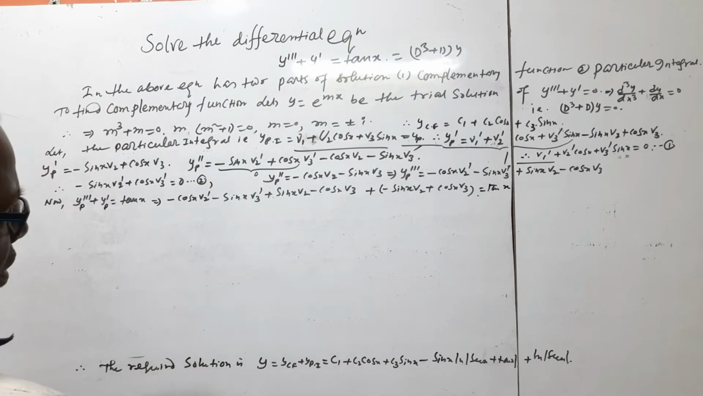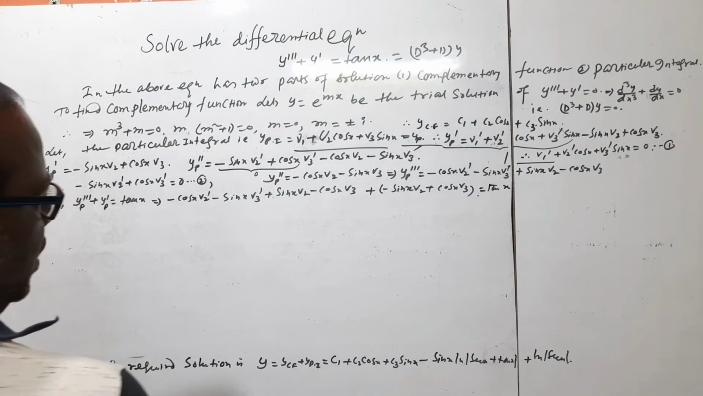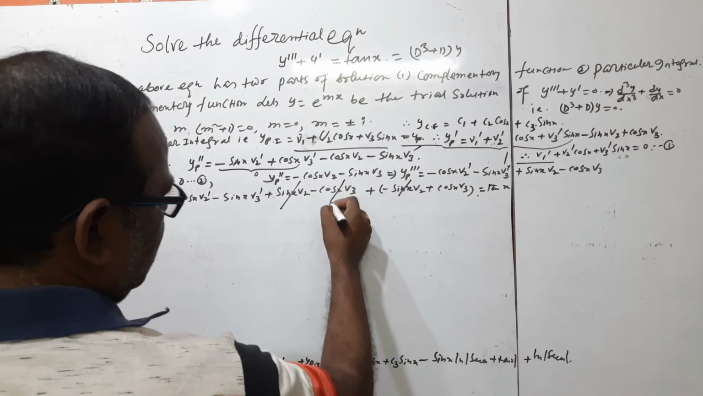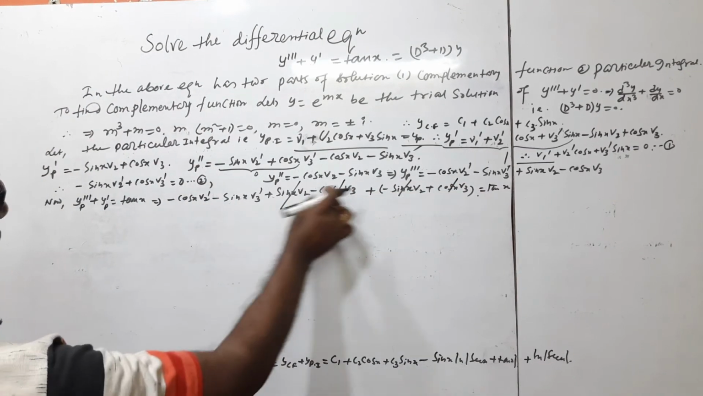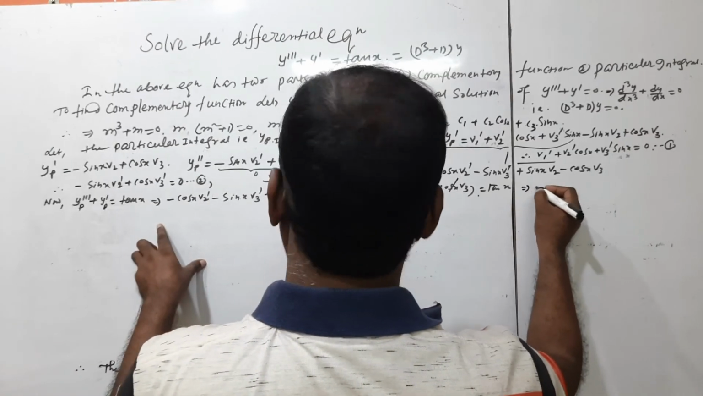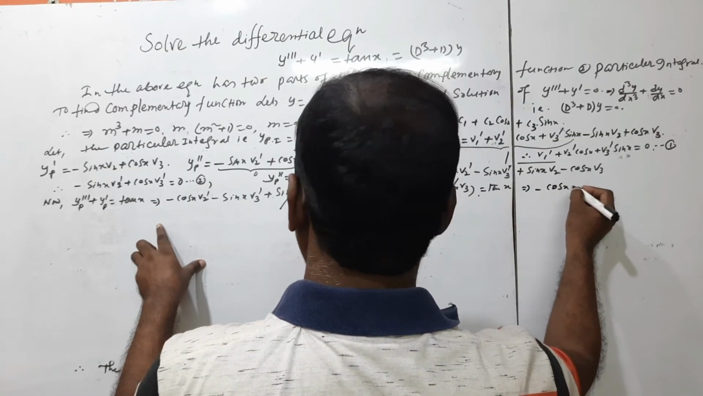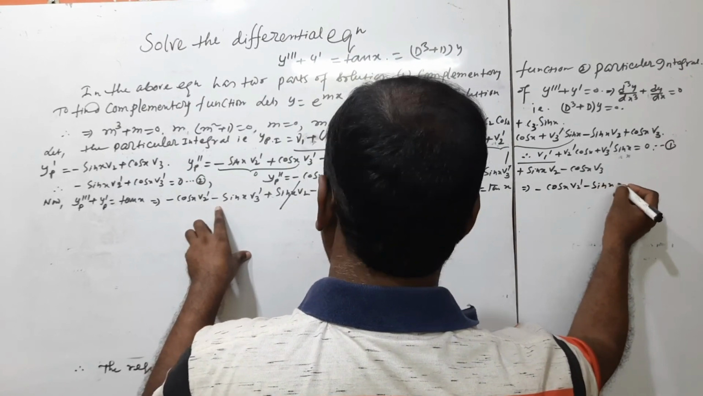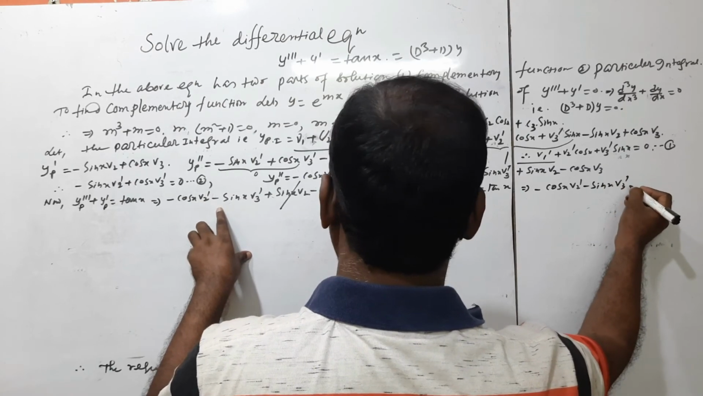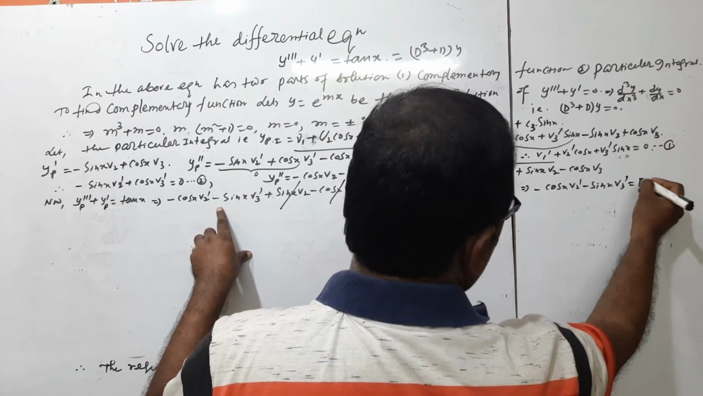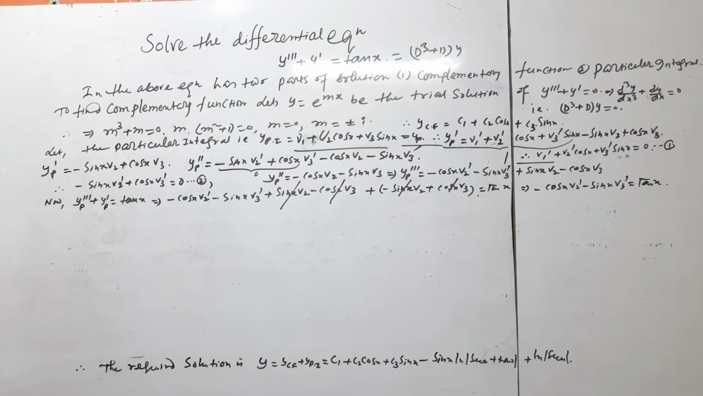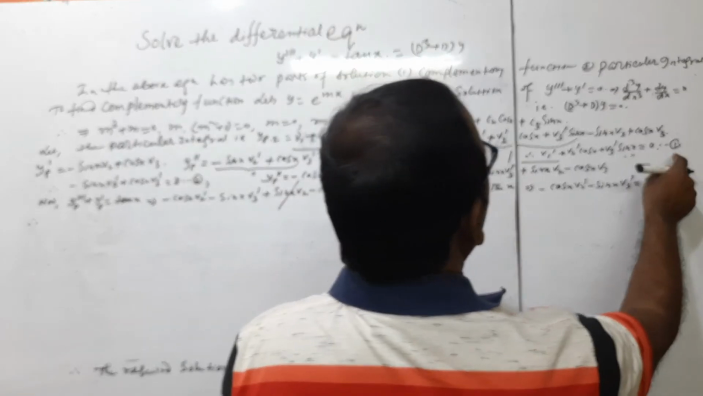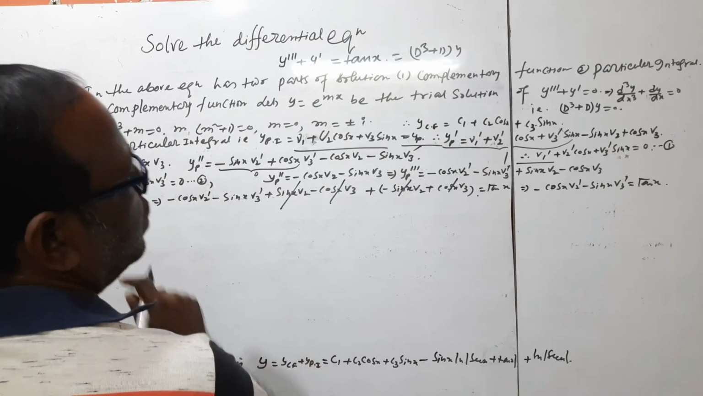Now see here, these two terms cancel out, so we have left only this equation, that is we get minus cos x v2 dash minus sin x v3 dash, and that is equal to tan x. So therefore the equations are here 1, this is 2, and this is 3.